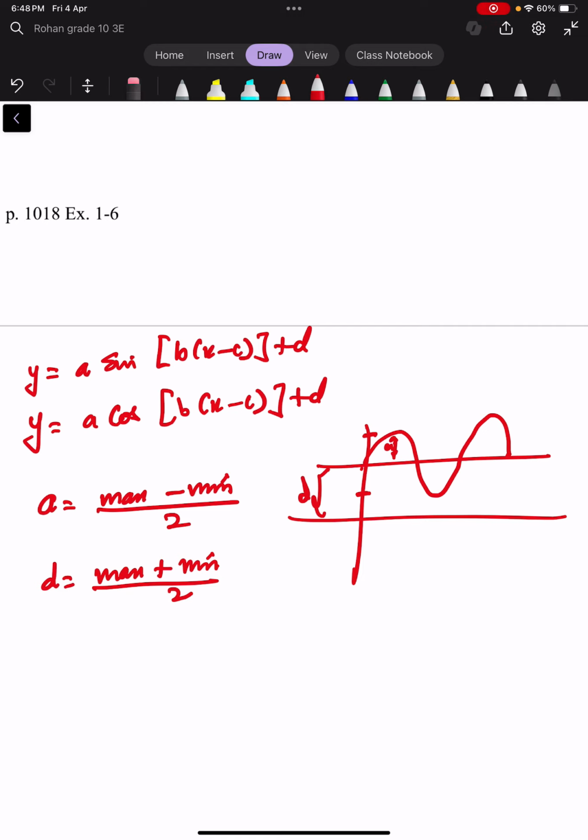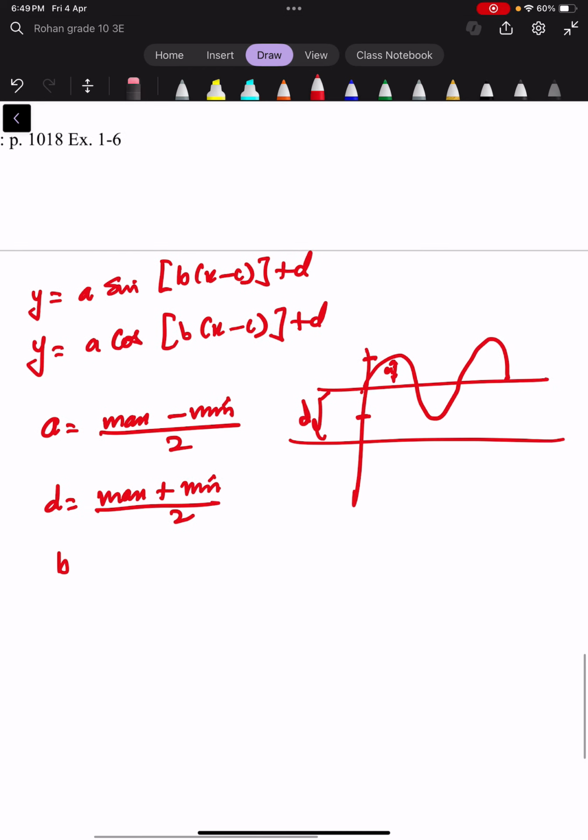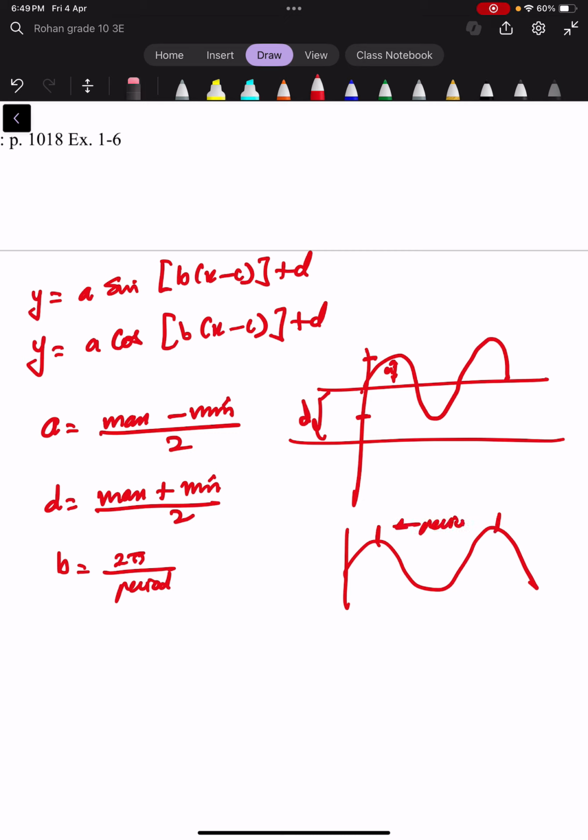Okay. B is what? Horizontal stretch. B is 2 pi divided by the period. And what is the period? If you have a graph, the period is max to max, or min to min. That is one cycle. If you have to do it in degrees, then 360 divided by the period. And what's your C?